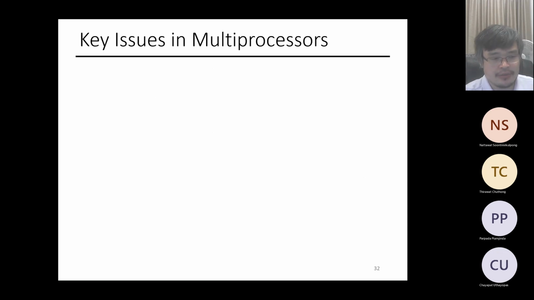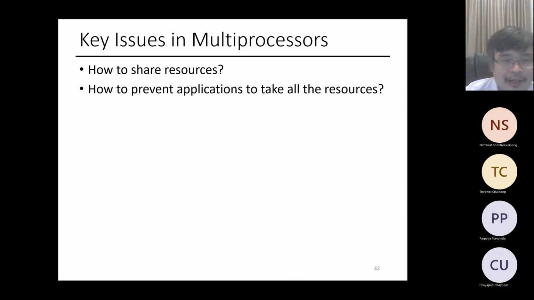So here are the key issues in multiprocessors. First of all, you have only one DRAM, only one shared L2 cache, and you have 4 or 8 cores. The first question: how should I share the resources? How do I prevent one application from taking up all the resources so that the other application cannot run anything?